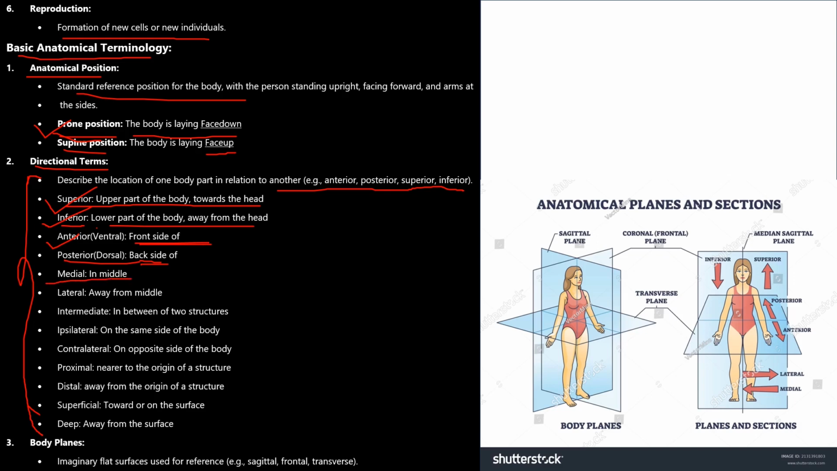Medial, in the middle. By name you can understand. Lateral, away from the middle. If we say some organ is lateral, then we should understand that it is away from the middle. The next word is intermediate, in between two structures. If some organ is lying in between the two structures, then we use the term intermediate.